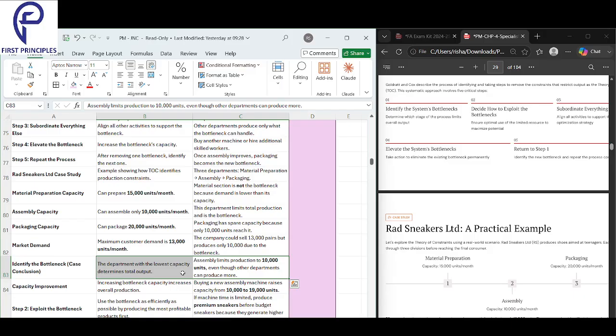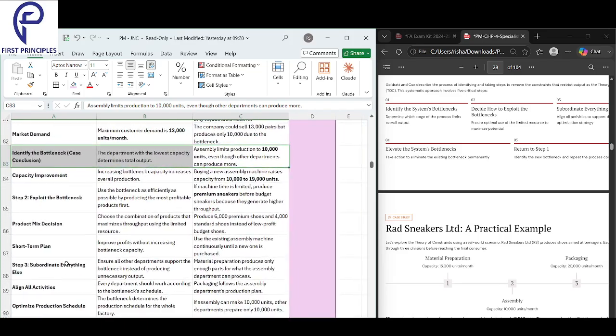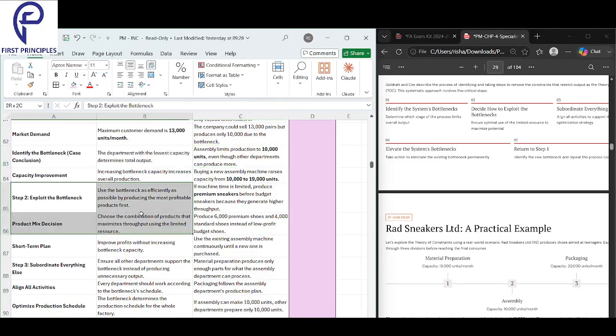So first you identify the bottleneck. Assembly department 10,000 is your bottleneck. We have three departments: assembly, packaging, and material preparation. In that, who is our weak player in this case? Assembly capacity. So first we identified the weak player. Next, exploit the bottleneck.